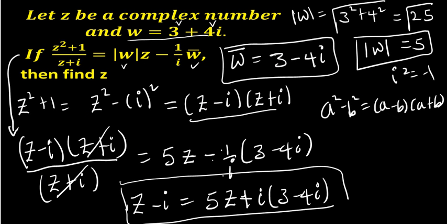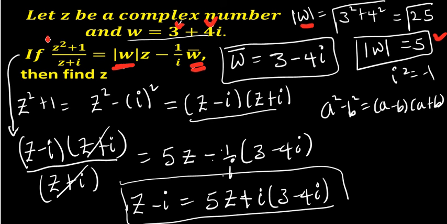So let's repeat the step-by-step process. What did we do here? First we tried to find the magnitude of w, which is the modulus of w. We square the real and the imaginary parts and add them, then put them in the square root. That's going to be 5. And the next step, we found the conjugate of w, which was 3 plus 4i. The conjugate is going to be 3 minus 4i.